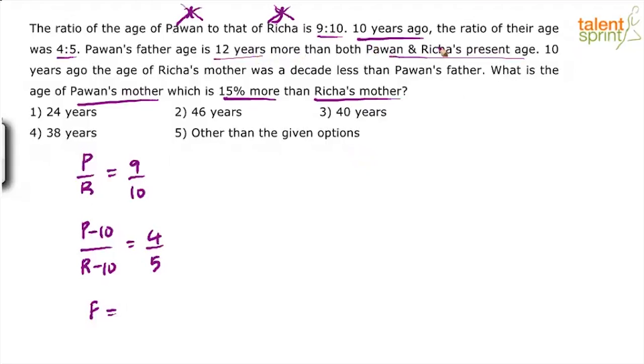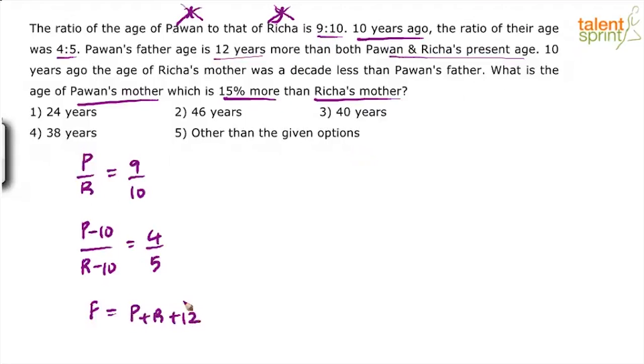Which one should we go for? Obviously, we should go for the second one. Even if this doubt arises in your mind, you should logically understand that the second explanation is the correct one. That F equals P plus R plus 12.